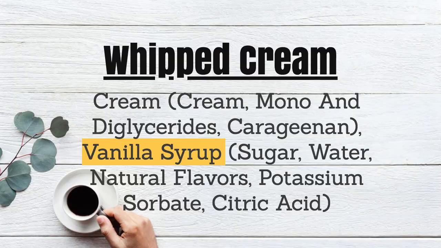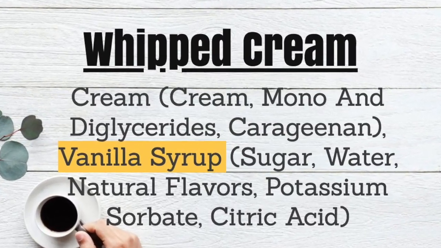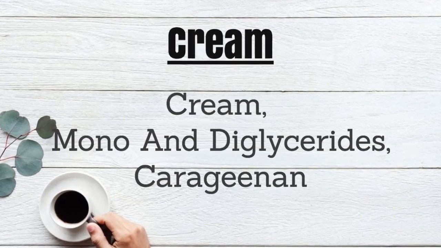All right, let's talk about the whipped cream here. Apparently, Starbucks is famous for their delicious whipped cream, and that's because it's full of sugar. You can see from the ingredient declaration here that the whipped cream contains vanilla syrup, because 6 pumps of vanilla syrup helps the medicine go down. You can see the whipped cream is cream, mono and diglycerides, and carrageenan. Carrageenan and kel. I'd watch that.